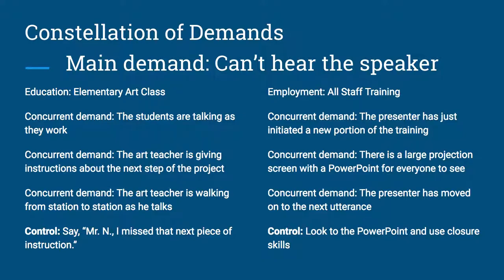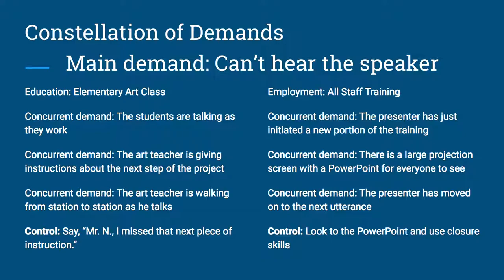In the educational setting, a concurrent demand is, the students are talking as they work. The art teacher is giving instructions about the next step of the project. The art teacher is also walking from station to station as he talks. A control choice I would employ is, I would say, Mr. N, I missed that last piece of instruction.